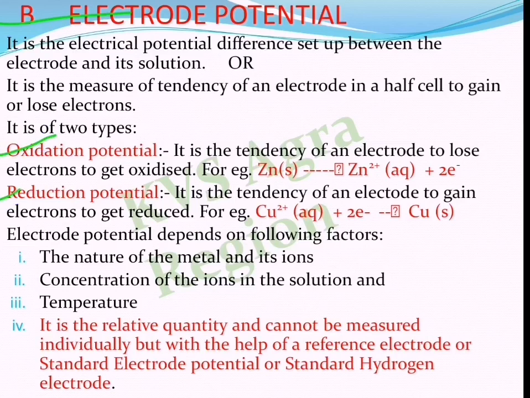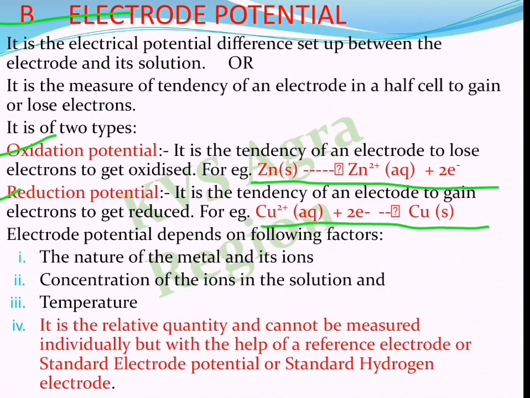Let's see the oxidation potential definition. It is the tendency of an electrode to lose electrons to get oxidized. Here is the equation that we can use to represent it. Similarly, reduction potential is the tendency of an electrode to gain electrons to get reduced, and here you see that copper gains 2 electrons.